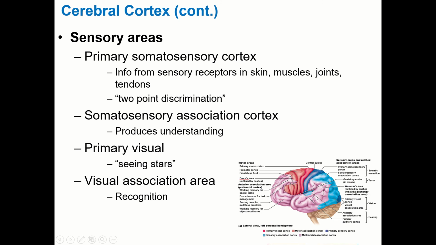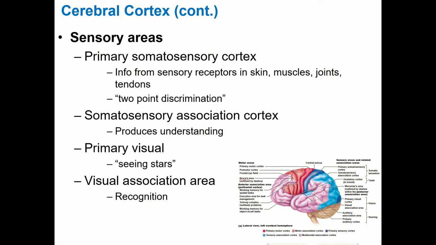So the primary visual cortex is in the occipital lobe, so it's back here. The primary visual cortex, as mentioned earlier, gets that really crude visual information, information about light and dark and color and intensity, all of that basic visual information. And then it sends that information to the association area, which is where we, again, make meaning of that, or it provides recognition. So the example I used earlier was the flower.